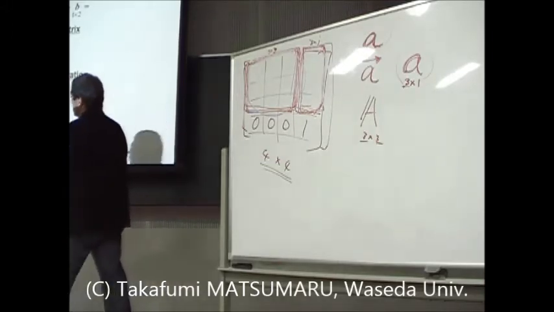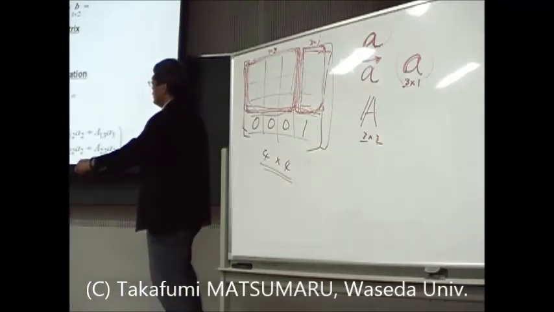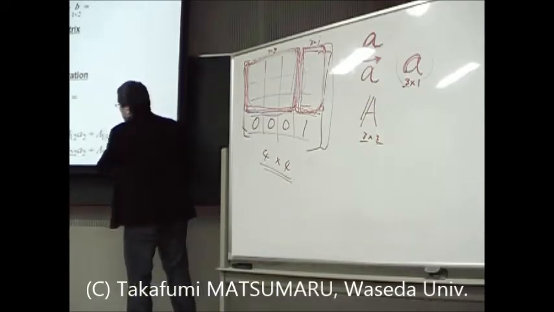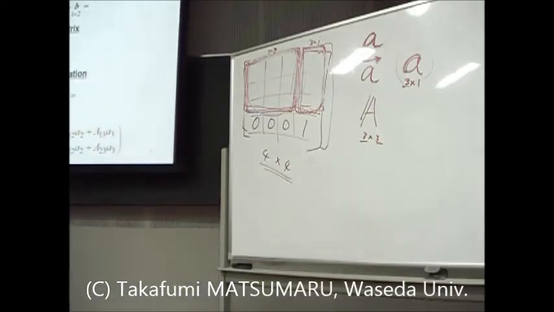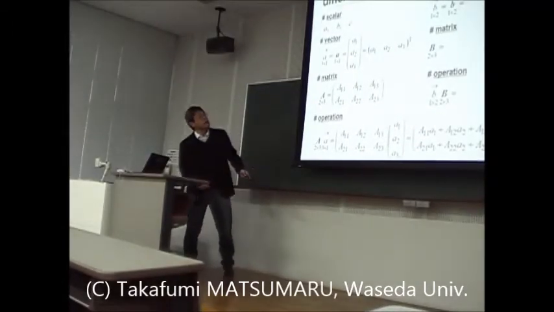So therefore, this product can be operated. So this looks like this. And also you know about 2x3 times 3x1. So this number must be equal. The 3s must be equal, and the result is here a 2x1 matrix. Yes, this is 2 lines and 1 column. Yes, maybe you can understand this.